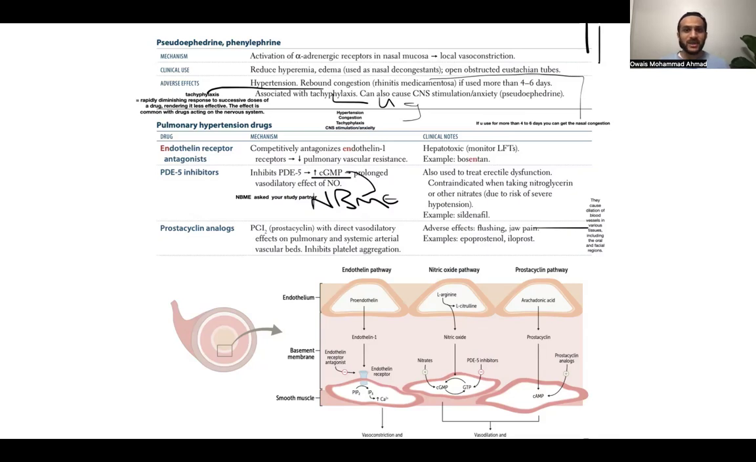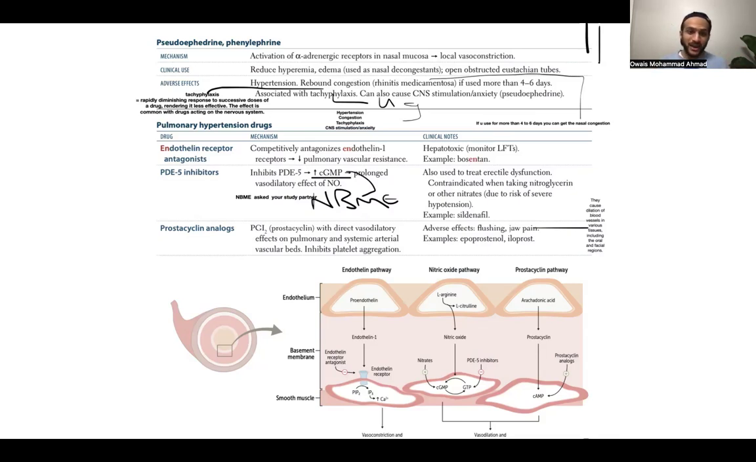Okay. We can see pulmonary hypertension drugs over here. Endothelin receptor antagonists competitively antagonize endothelin 1 receptors and decrease pulmonary vascular resistance. They are hepatotoxic, for example, bosentan. We can see phosphodiesterase 5 inhibitors. Phosphodiesterase 5 inhibition increases cyclic GMP, prolonging the vasodilatory effect of nitric oxide. They are also used to treat erectile dysfunction, and are contraindicated when taking other drugs like nitroglycerin or a nitrate, to reduce the risk of severe hypotension, for example, sildenafil.